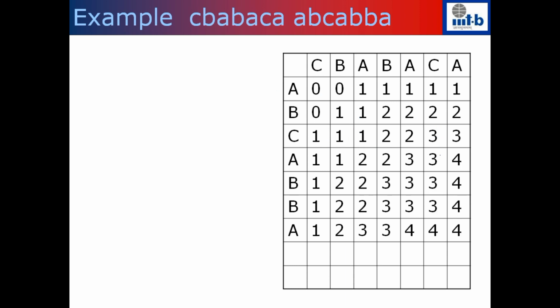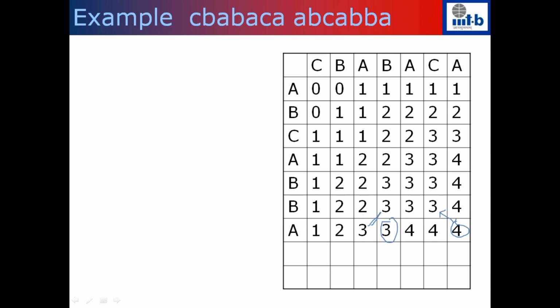If you continue this way, you will get this table. So let's look at how I got this 4 here. This 4 is because of a and a here. Both are the same, so this 4 is obtained by adding 1 to 3, right? Similarly, let's look at how I got this 3. Here a and b are not the same, so this will be the maximum of 3 and 3.